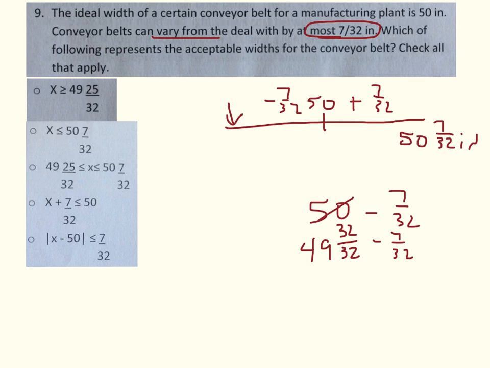So I'm going to take 32 and subtract that 7. I end up getting 49 and 25 over 32. That's the smallest width that you would experience at this manufacturing company. Now, I'm going to go ahead and take this part away.